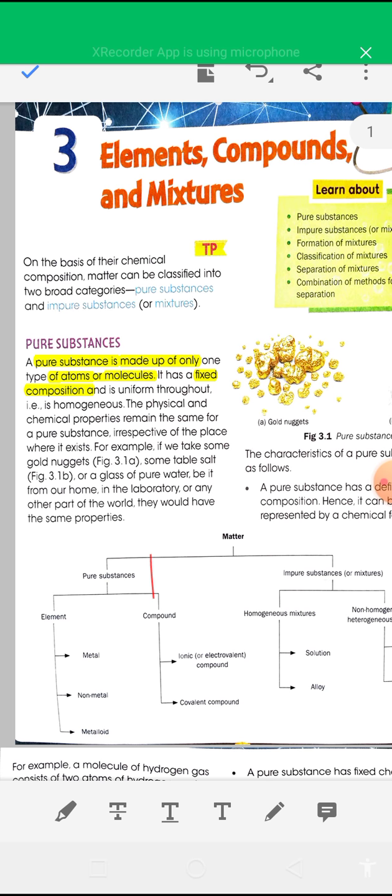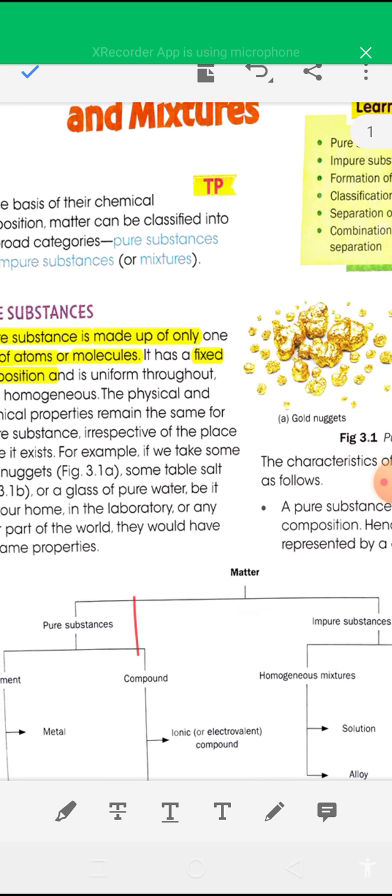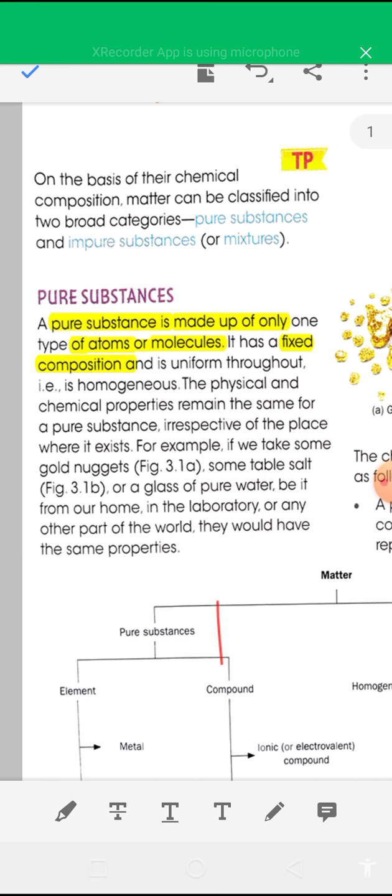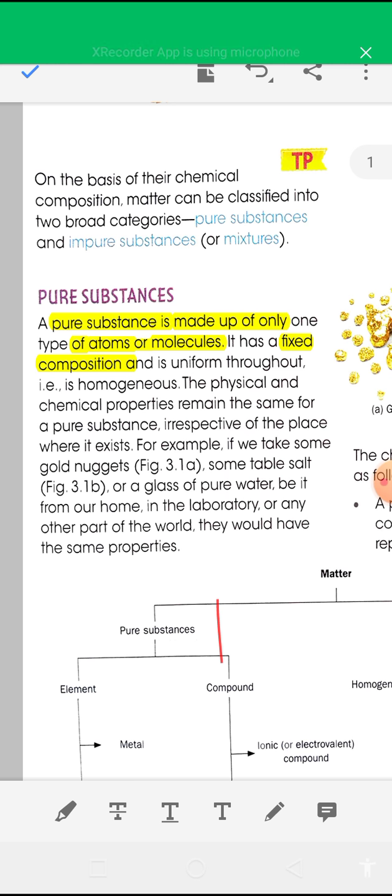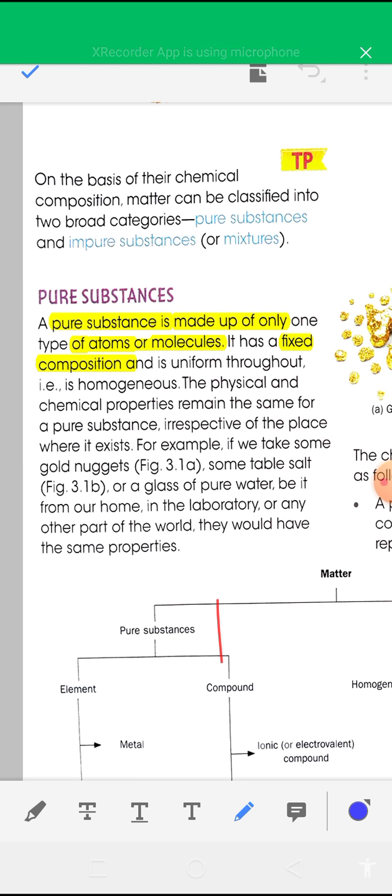On the basis of their chemical composition, matter can be classified into two broad categories. One is known as pure substance, another is known as impure substance or mixture. So there are two types of matter, pure substance and impure substance.